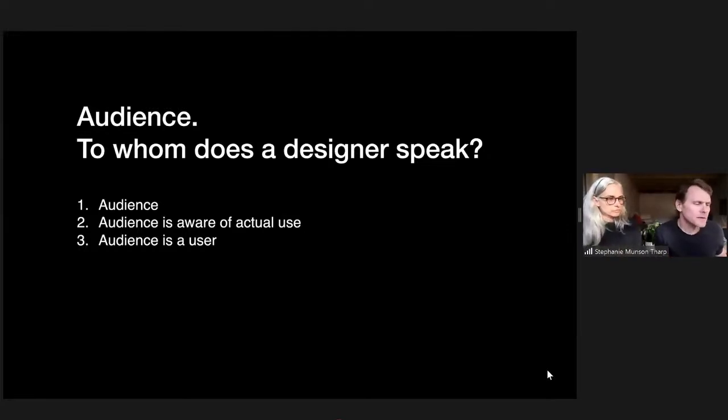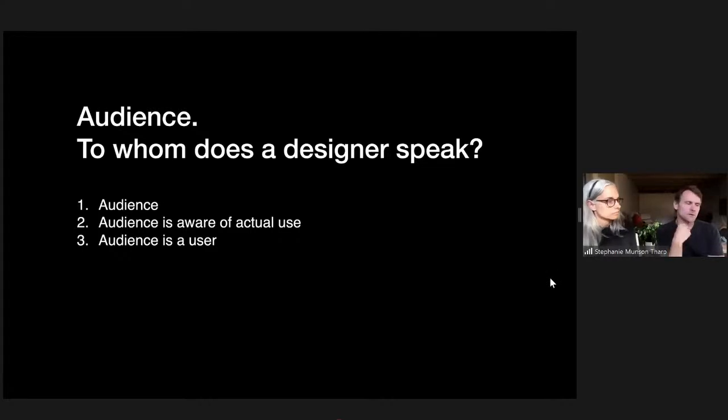Okay, and then we can move on to audience. One of the aspects of discursive design that most distinguishes it from other types of design is its relationship to an audience. So discursive design must speak to some audience, right? Because it's a discursive activity with a communicative agenda. So this is audience-centered design as opposed to user-centered design. And this is an important shift in doing this kind of work.